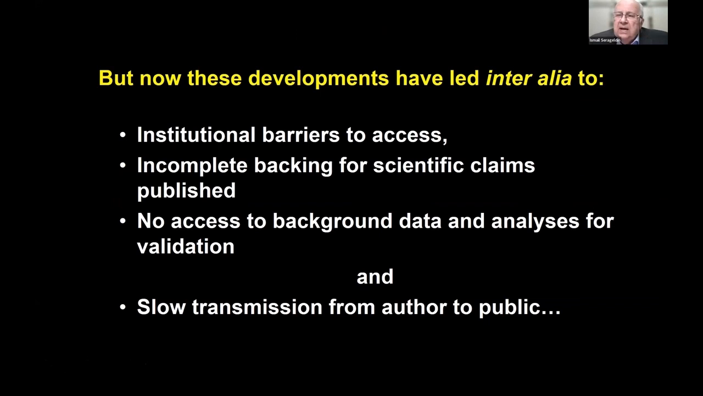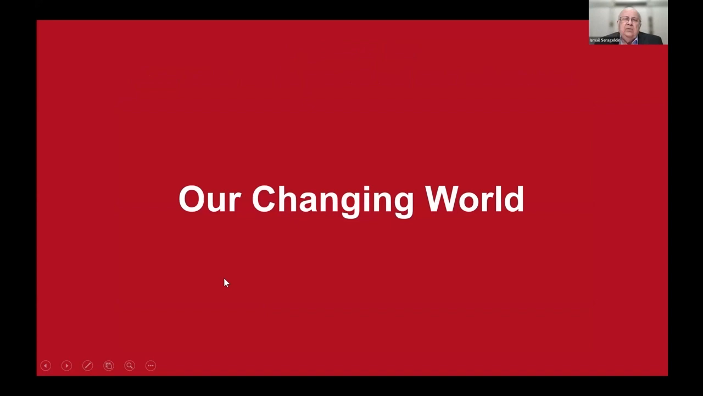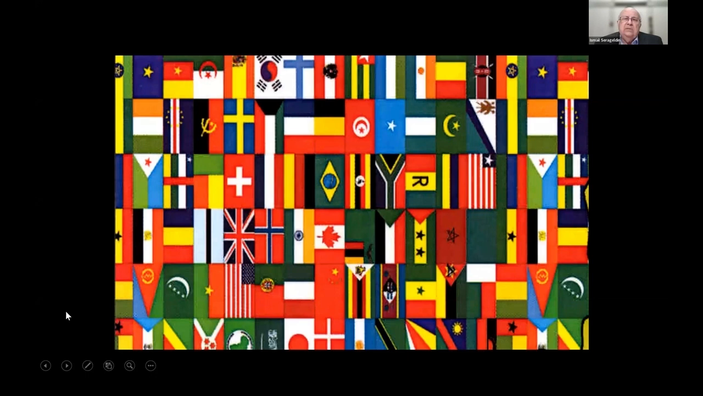And now we know that the data is extremely important. So the data and analysis, and we need to have access to them. But then above all, there's also been a very slow transmission from author to public. And we felt this very clearly at the time of the pandemic. So we need to deal with all of this and recognize that in our changing world, we are no longer bound by the boundaries of any nation, that we have communications among scientists across the whole world due to the internet. Global knowledge is there, as I mentioned before.